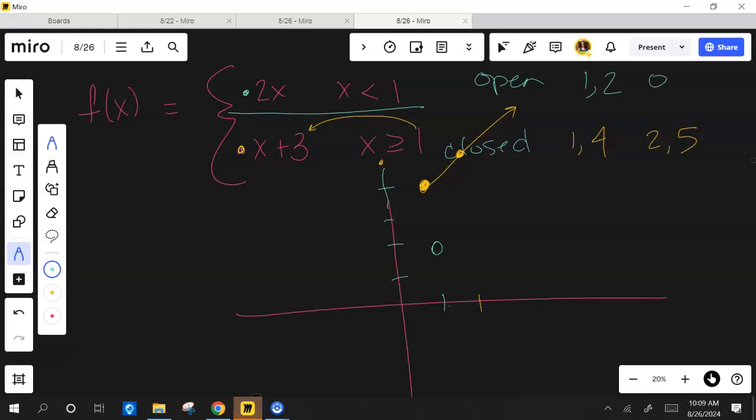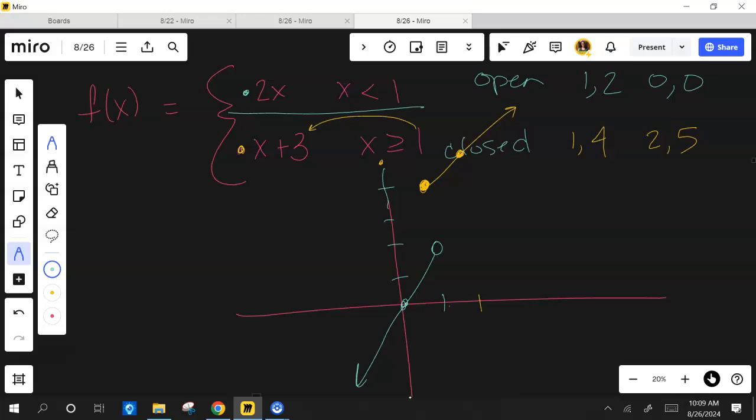Less than 1 would be 0. If I plug in 0, what do you get? 0. There it is. My bad. It should look the same. My bad. Sorry, y'all. We'll do another one.